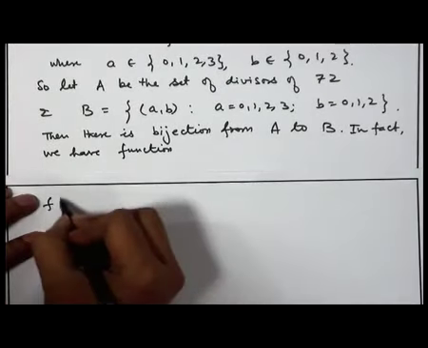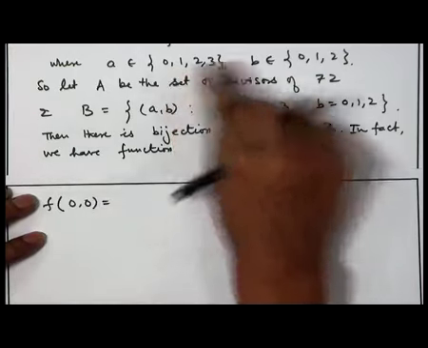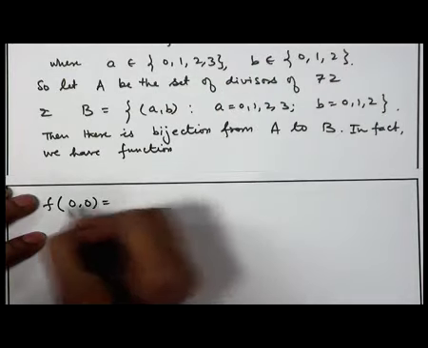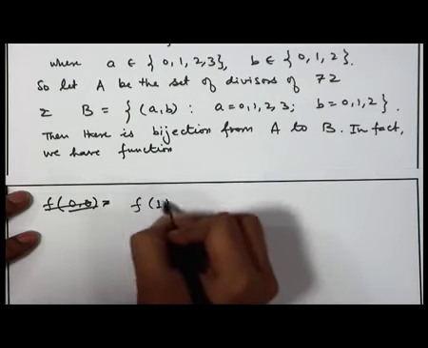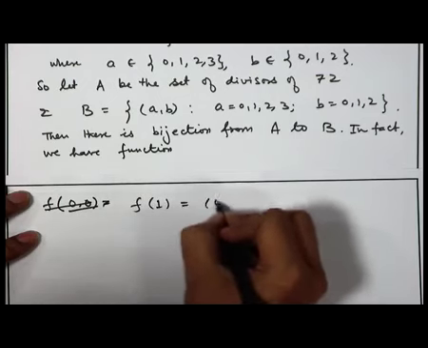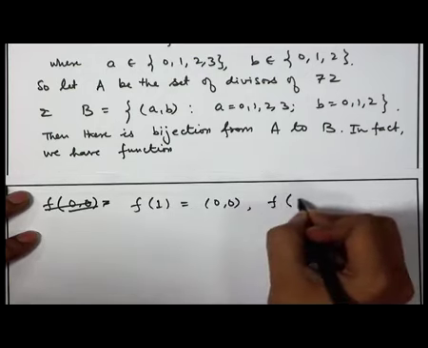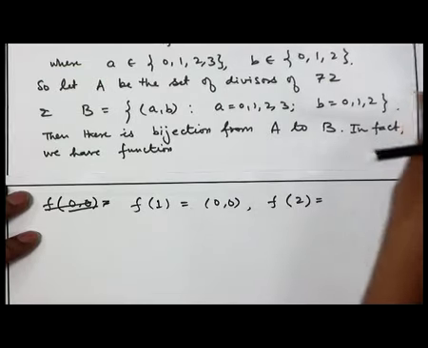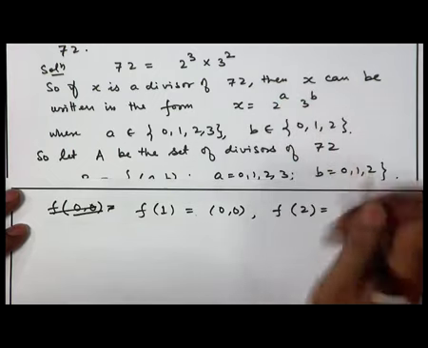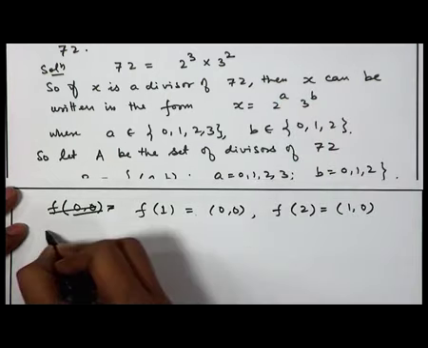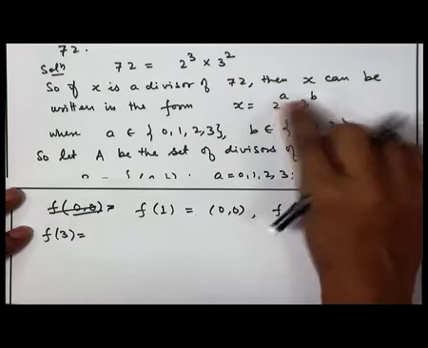See this f, if I choose say (0, 0), that means A is 0, B is 0, you get exactly 1. So, f of 1, that is the divisor 1, is corresponding to A is equal to 0, B is equal to 0. If we consider the divisor 2, then that is corresponding to A is equal to 1 and B is equal to 0. Similarly, if I consider divisor 3, then that is corresponding to A is equal to 0, B is equal to 1.